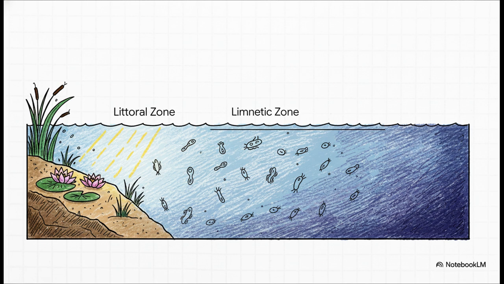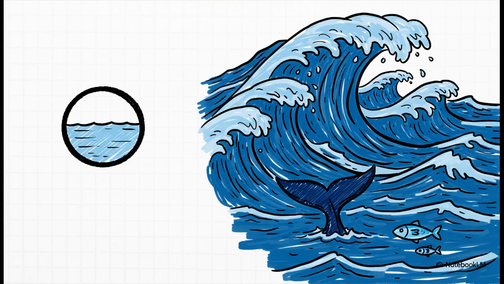Then, as you move out into the open water, you hit the limnetic zone. Light is still getting in, but the water's too deep for plants to grow from the bottom. So this becomes the world of tiny floating plankton. And finally, if the lake is deep enough, you get the Profundal Zone, the lake's own dark aphotic region. Okay, so that's a lake.